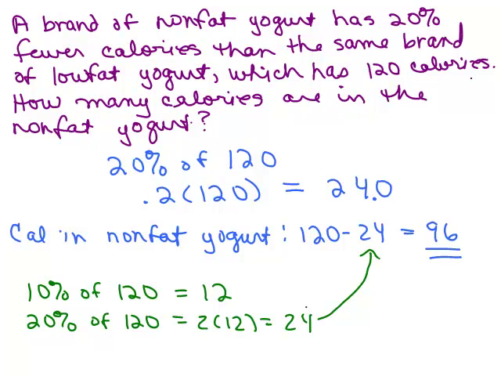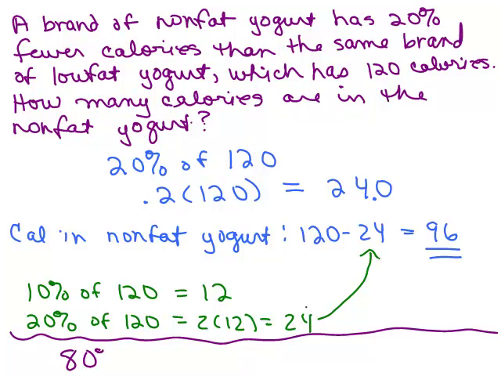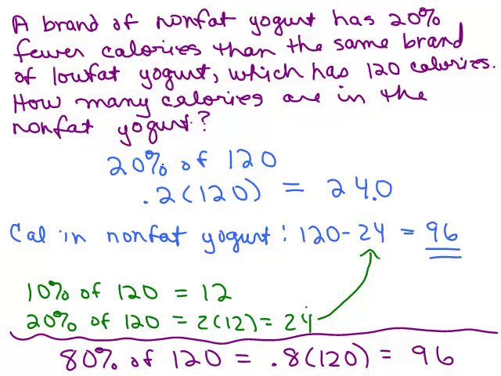So another way to figure this out is to say, how many are there all in one step. There's going to be 80% of the 120 calories, which is 0.8 times 120, which just gives you 96 calories. Notice the difference. In the first way I showed you, I'm figuring out 20% and then I have to subtract from 120. In the second way, I'm just figuring out in one step the total number of calories in the non-fat yogurt.